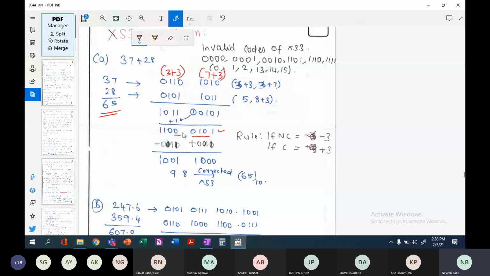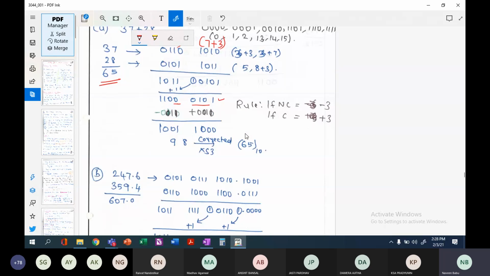What is the rule here is, if you get a carry generated by the addition of these two nibbles, then you will add 3 to it. If you don't get a carry, you will subtract 3 from it. Meaning, here you have got a carry, right? So you must add plus 3 to it. Here you have not got any carry, so you subtract 3 from it.